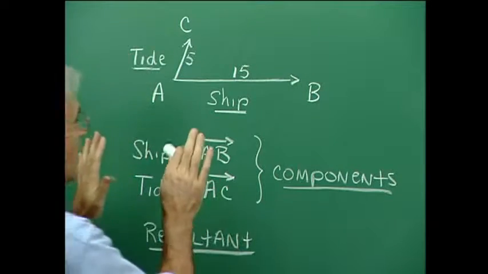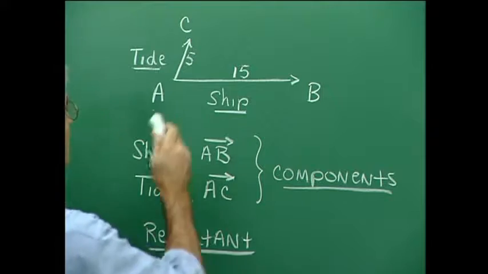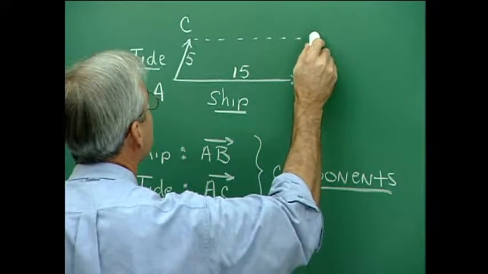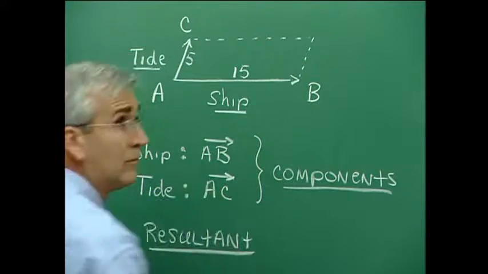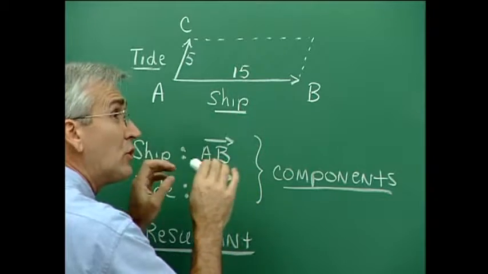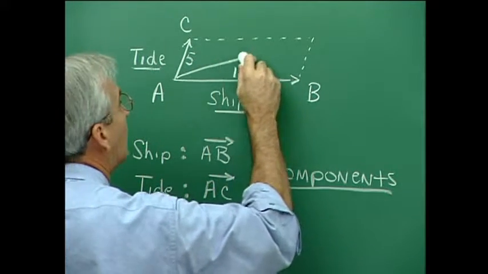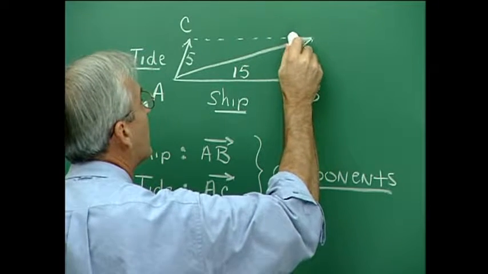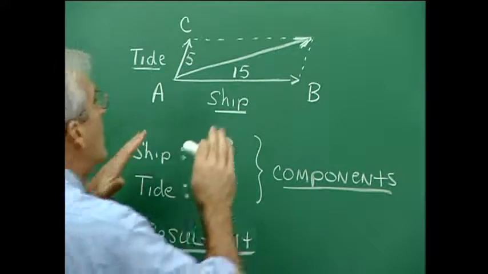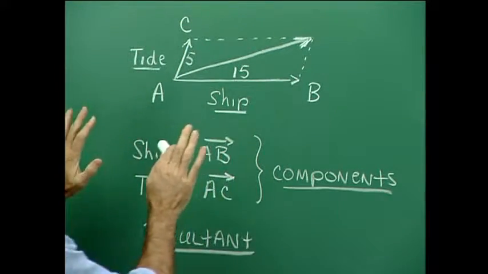Now, we can draw the situation like this. We can set up a little parallelogram like this. Now, it turns out that the resulting travel or path for the ship will be the diagonal in this parallelogram. You see, now with that idea, we can use either this triangle or that triangle in solving the problem.